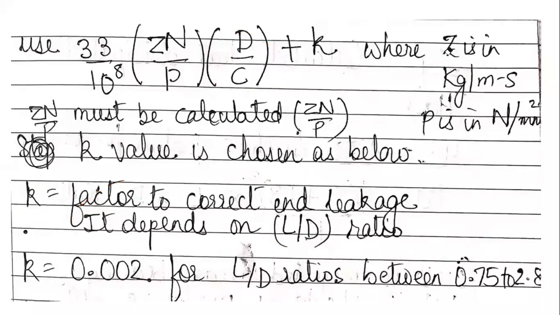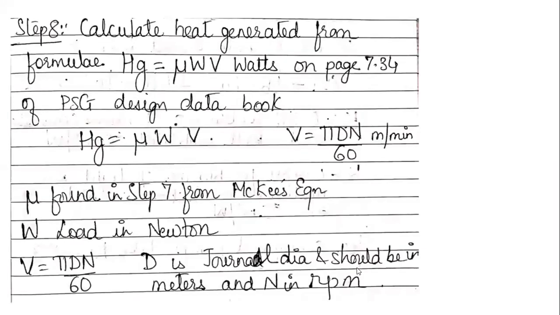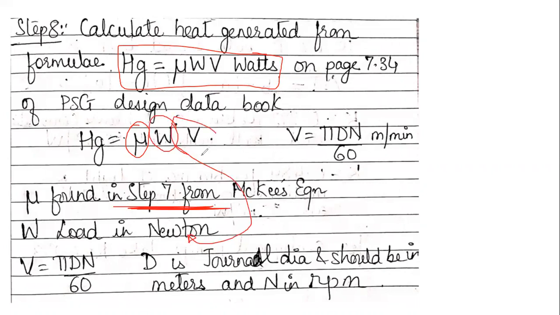Now, moving on to our step number 8. You have to calculate heat generated from the equation which is there on page number 7.34 of PSG design data book. Hg is mu Wv. Where will you get mu? You have already found it in step number 7 from Mackey's equation. W is the load in Newton, which will be given to you in the numerical, and V is the velocity whose equation will be pi dn by 60 meter per minute.